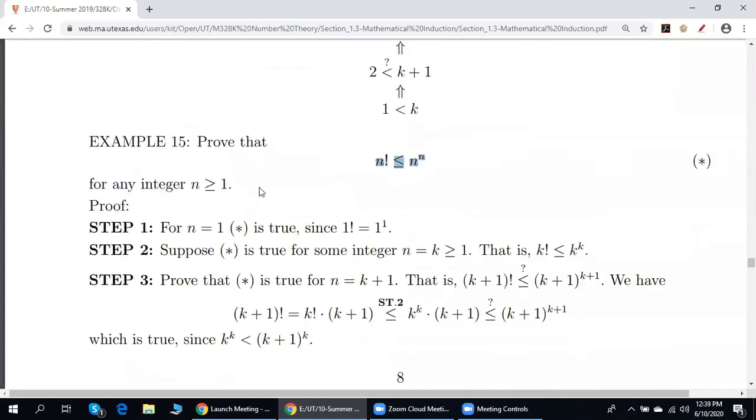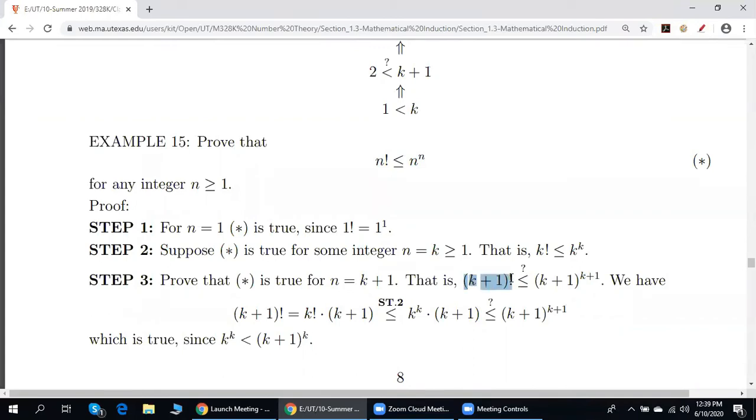Example 15. We want to prove this for any integer n greater or equal to 1. For n is equal to 1, this is true because 1 factorial, which is 1, is equal to 1 to the first power, which is 1. Suppose this is true for some integer n is equal to k, where k is greater or equal to 1. Suppose k factorial is lesser or equal to k to the power k. We want to prove that this is true for n is equal to k plus 1. Namely this. Here we have a question mark.